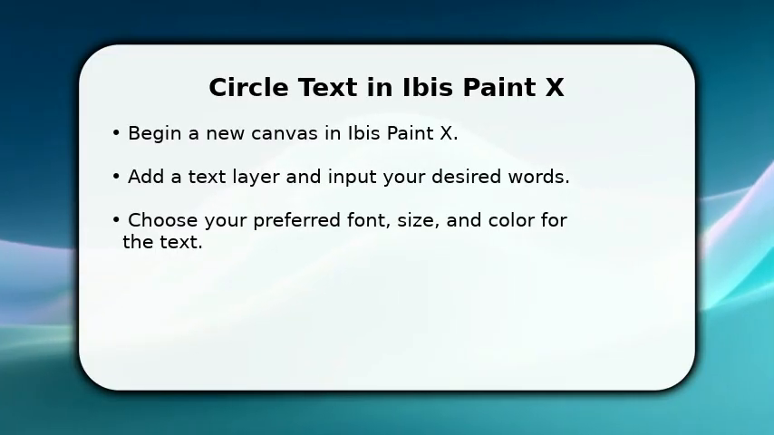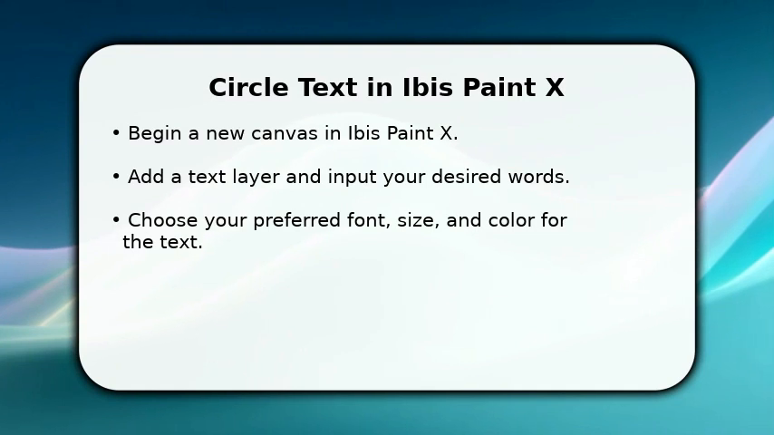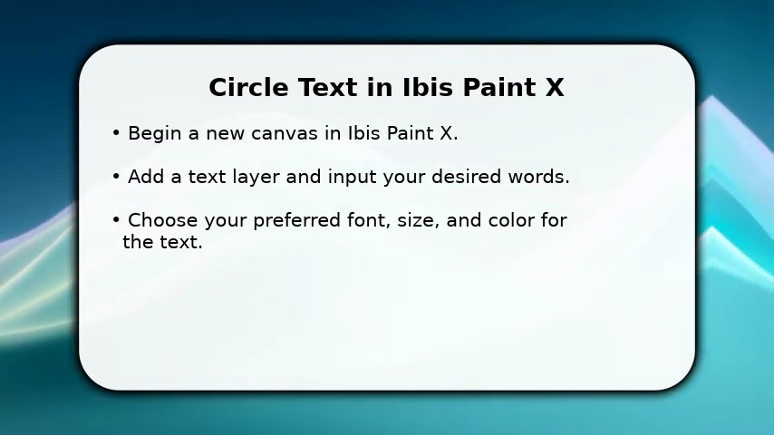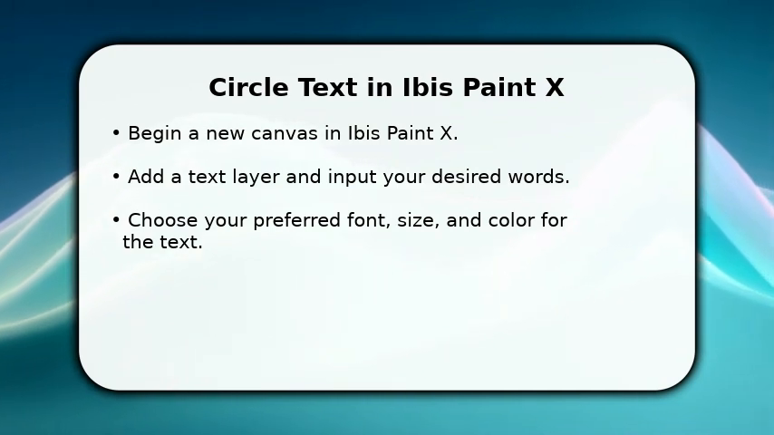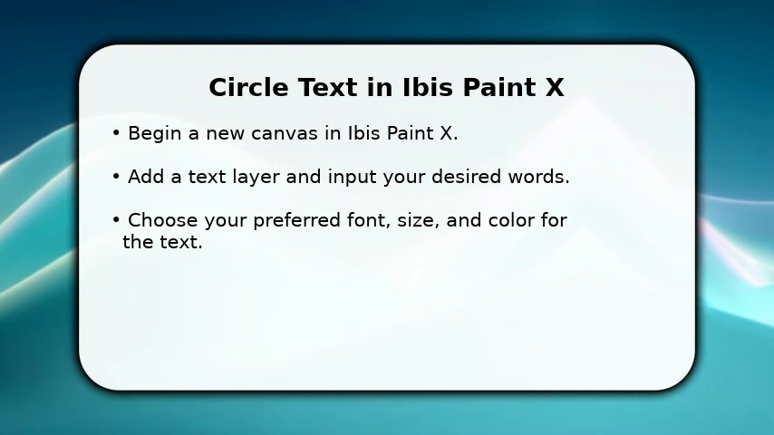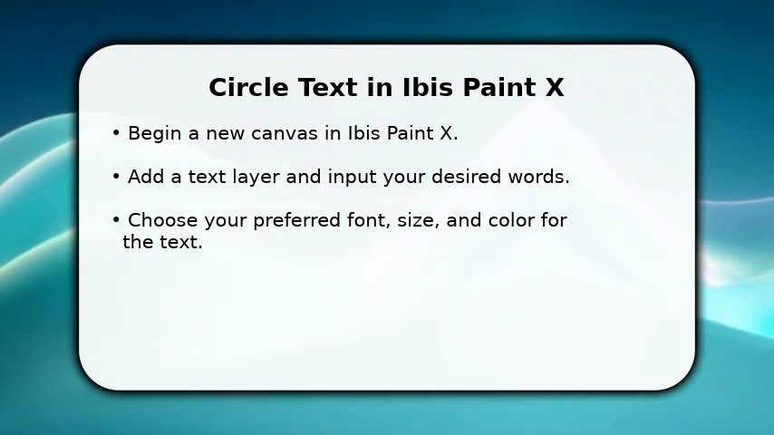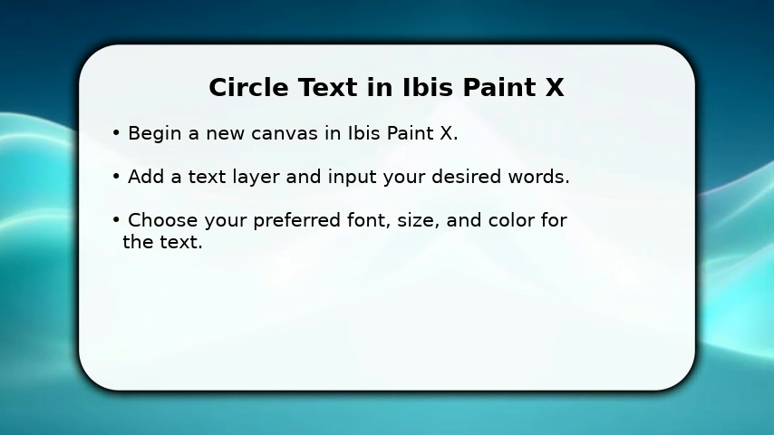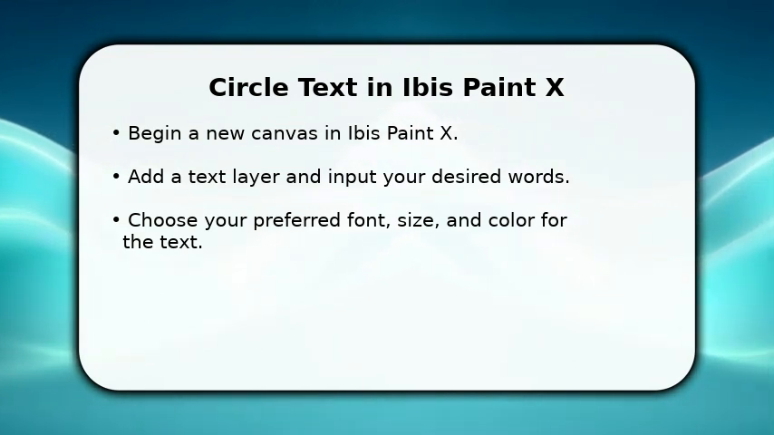In this video, I will show how to make circle text in iPaint X. First, open the application and start a new canvas. Next, tap the text tool and type out the words you want to curve. You can then adjust the font style, increase or decrease the size, and select a color that suits your design. This initial setup is crucial for a clear and readable result.